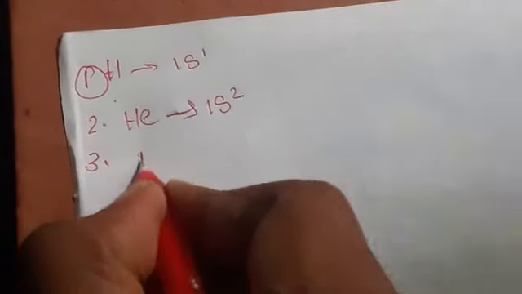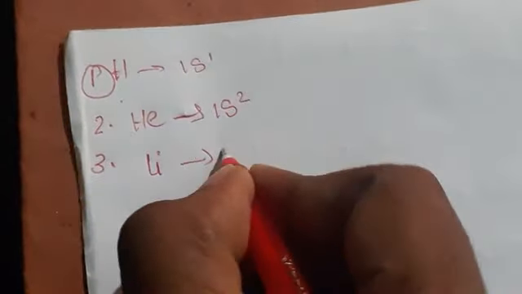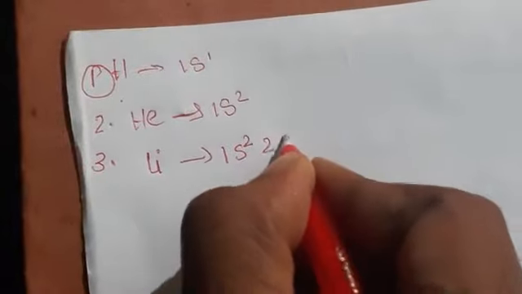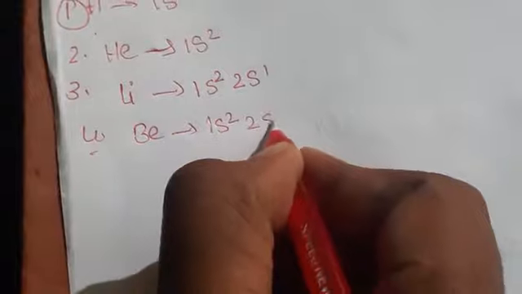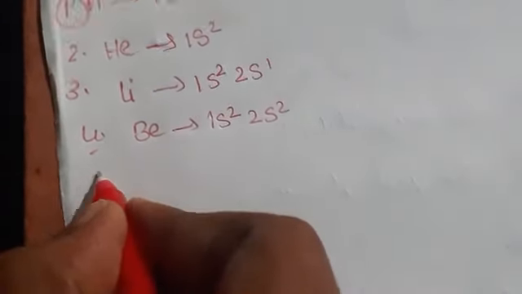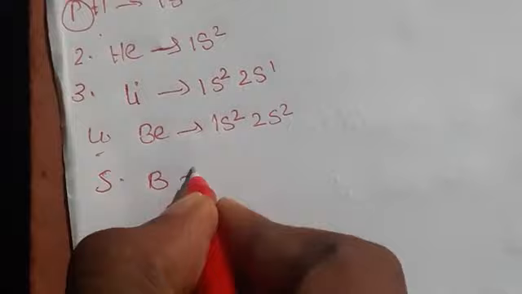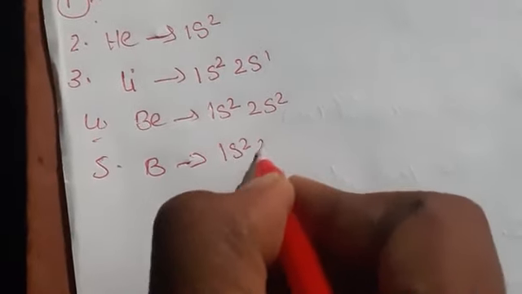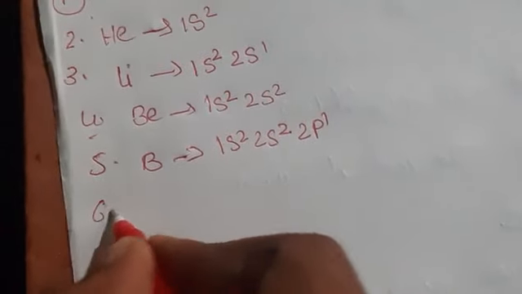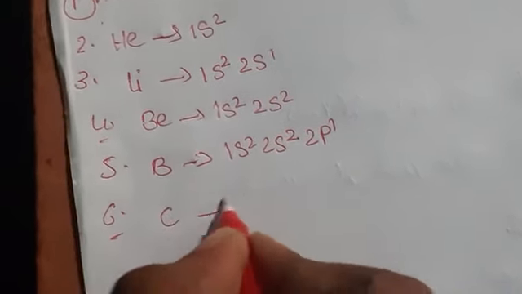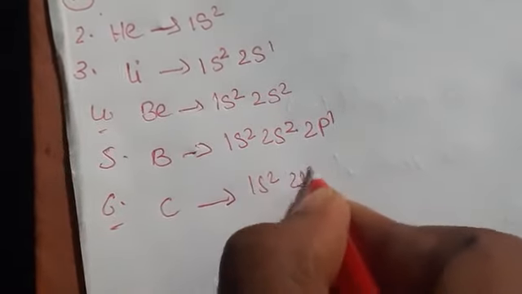And the third atomic number is lithium. For lithium we have how much? 1s2, 2s1. And the fourth one, beryllium, we have 1s2, 2s2. And the fifth one is boron, with configuration 1s2, 2s2, 2p1. And the sixth one is carbon, with 1s2, 2s2, 2p2.